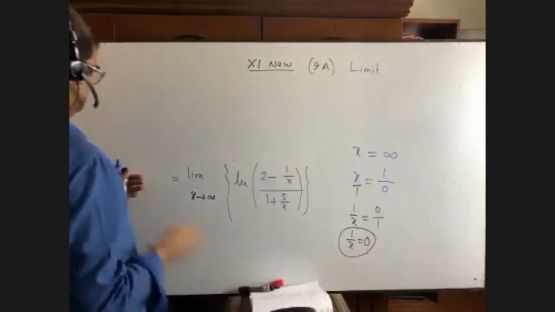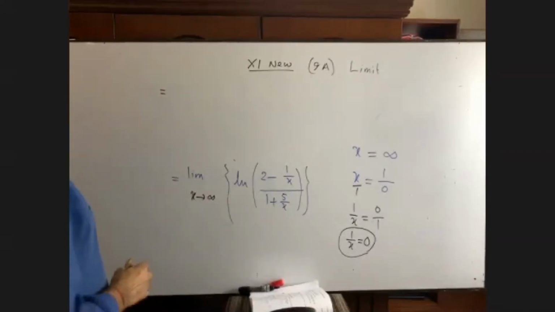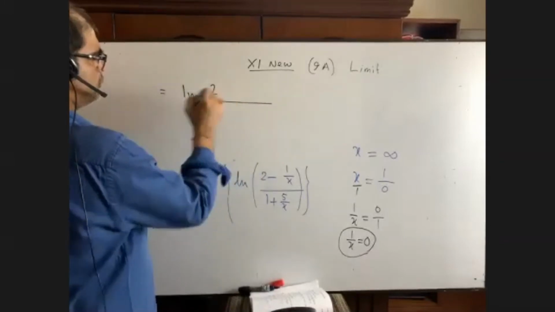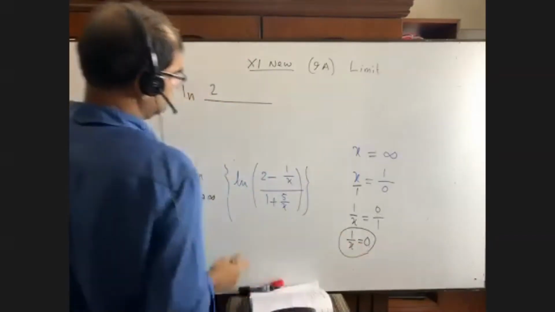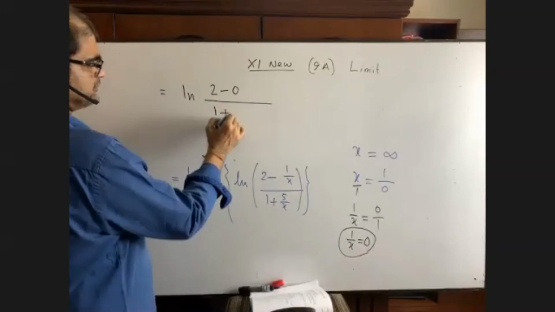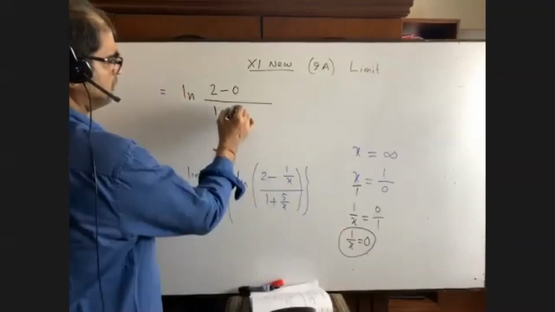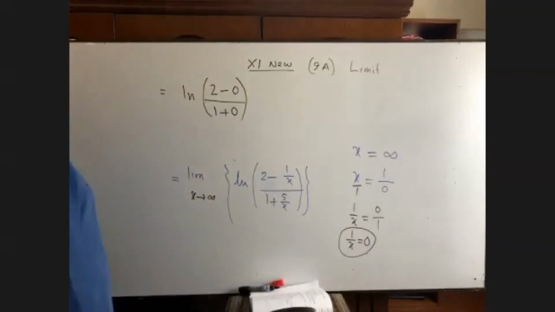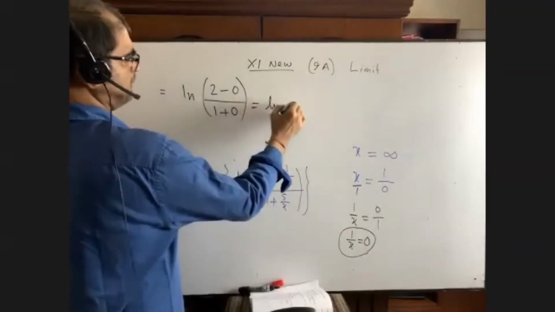Now please let me know what comes next. Can you please put the value here? ln 2. If x is infinity, then 1 by x equals to what? 0. So 2 minus 0. 1 plus, if 1 by x is 0, then 5 by x also will be 0. Please talk to me. Yes sir. Then we are getting ln 2. This is our answer.